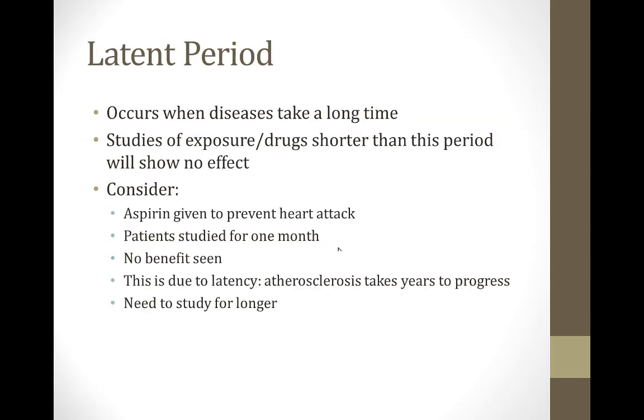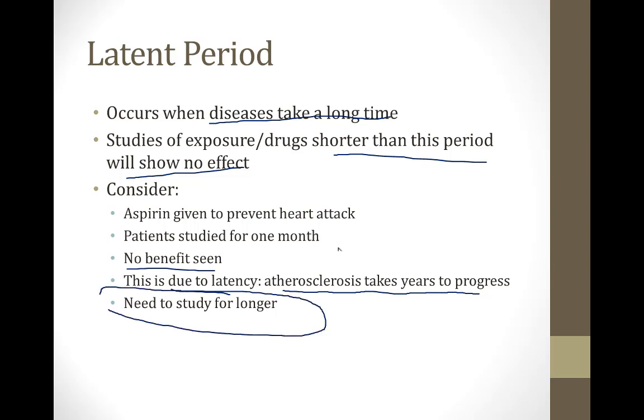The final thing I'll discuss in this module is something called a latent period, and this occurs when disease takes a long time to develop. So if you study exposure or drug shorter than this period, it will show no effect. So consider, for example, that aspirin is given to prevent heart attacks, but patients are studied for 1 month. We're probably not going to see any benefit. And this is due to latency. So atherosclerosis takes years to progress. So if aspirin limits the progression of that, we're not going to see it in just 1 month. And we need to study the patients for longer. And this is an example of a latent period.